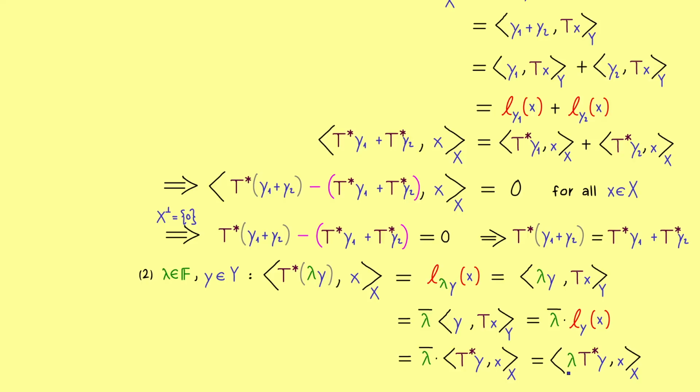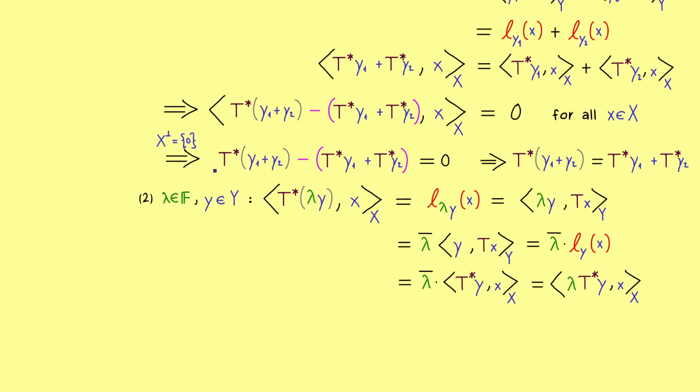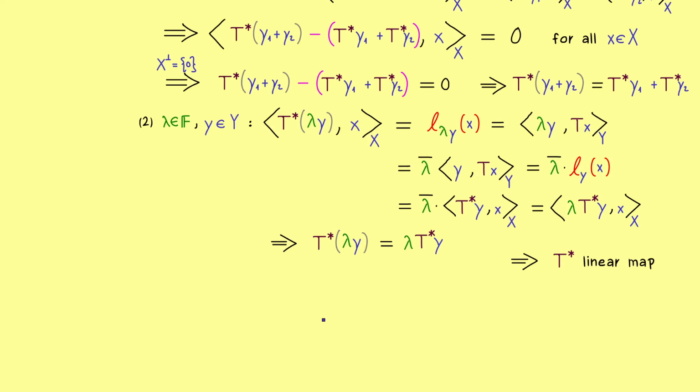And with that we have it, because now, as you can see, we can do the subtraction again and argue with the orthogonal complement again. And then what we get is just the homogeneous property, so the second part of linearity. So please keep that in mind. This one is to prove that T star is a well-defined linear map. So the existence is almost done, and we just have to show that T star is also bounded.